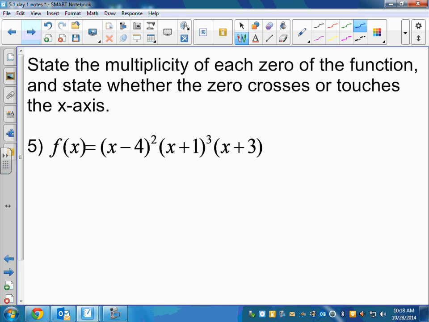So the nice thing is you don't have to do any work, right? What is the 0 here? What's going to make this go to 0? 4. So I can say the 0 is x equals 4.